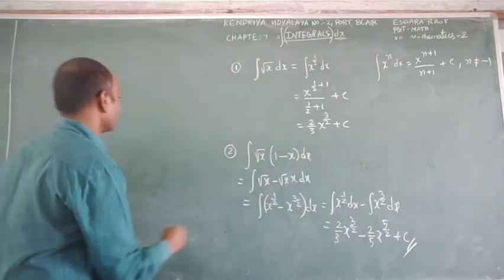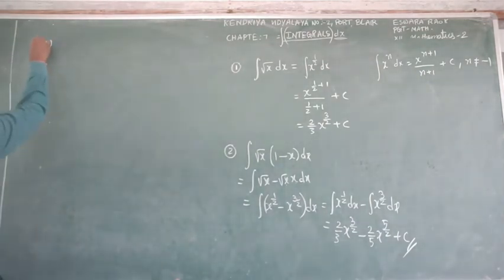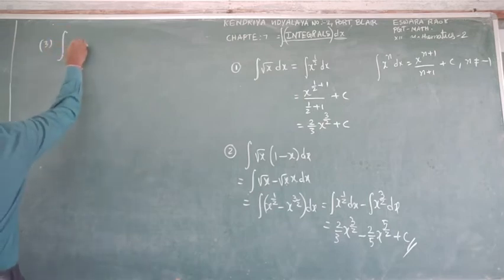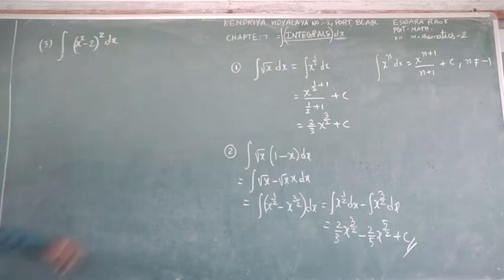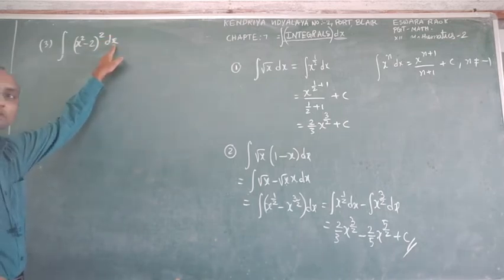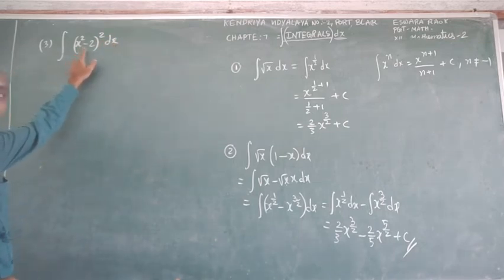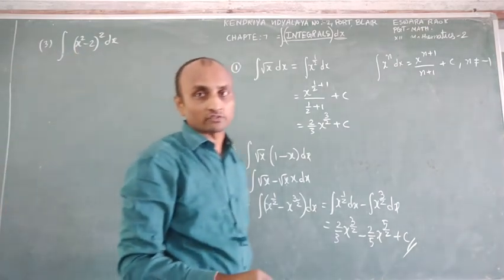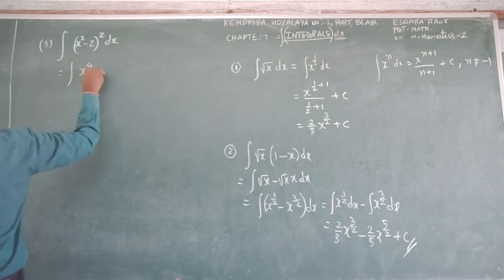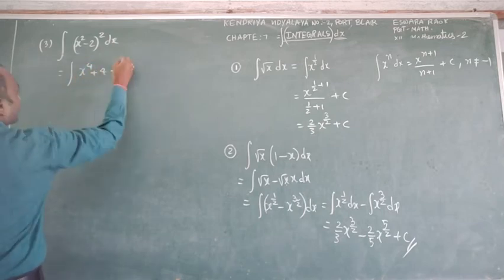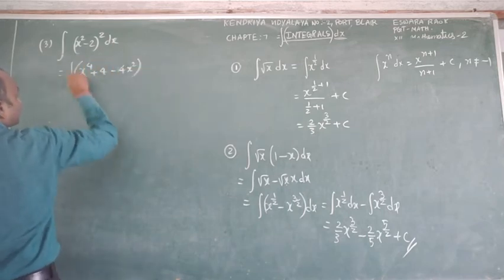Okay, next one more question. Look at this. Integration of (x square minus 2) whole square into dx. So you are integrating with respect to x, not with respect to x square. So you open that (x square minus 2) whole square first. If I open that, I get x power 4 plus 4 minus 4x square. The (a minus b) whole square formula was applied.